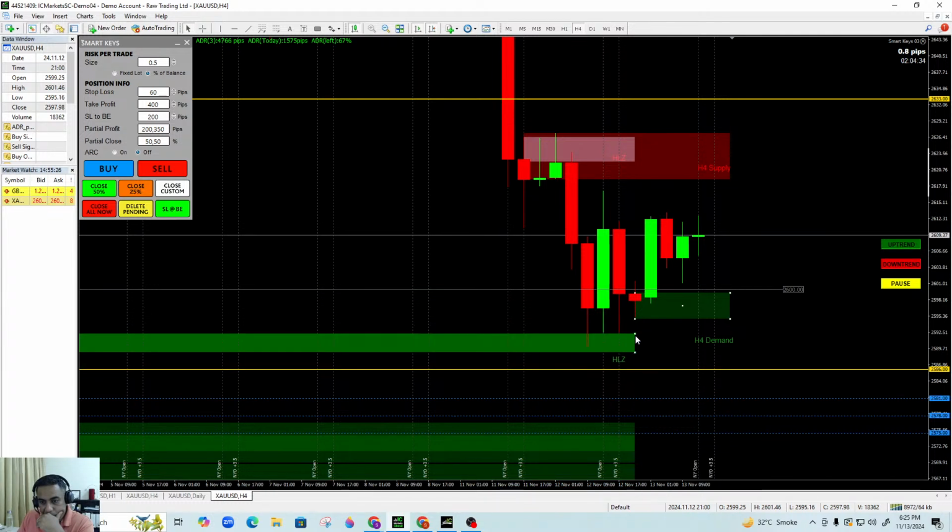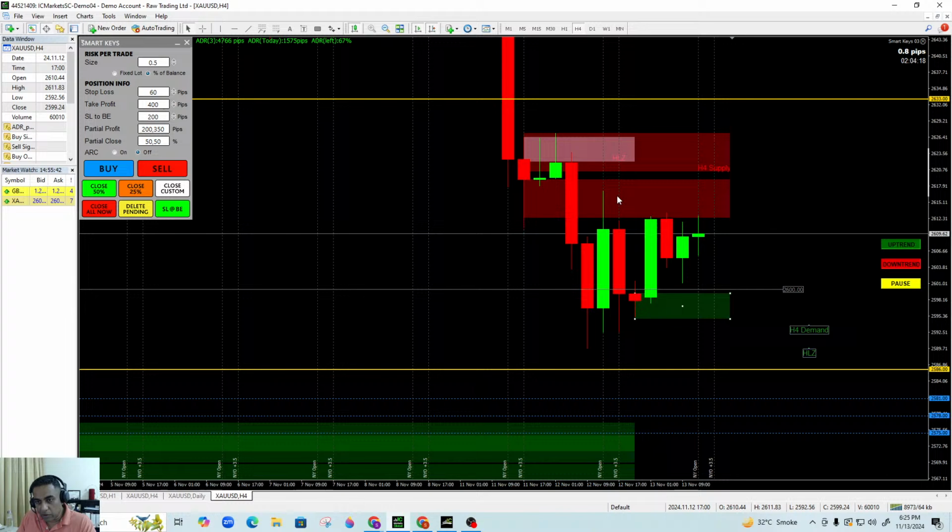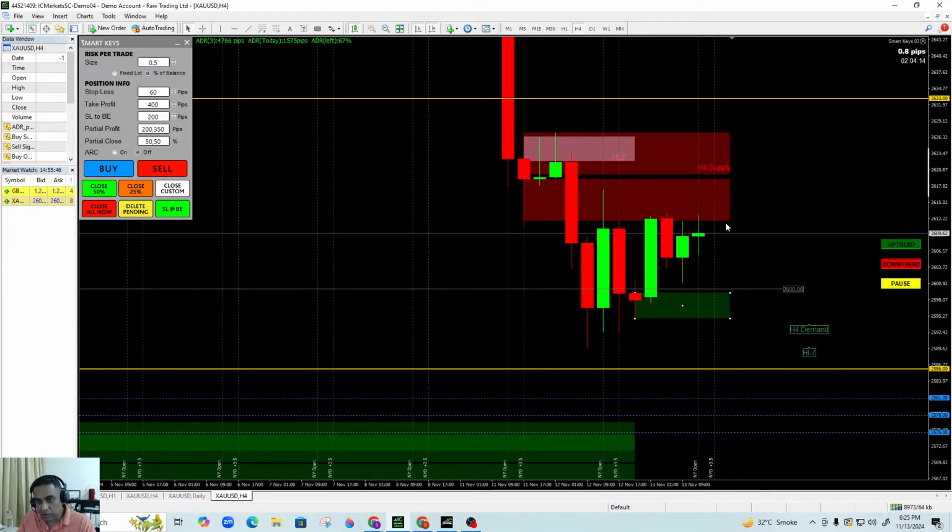Just get rid of this for now. Get rid of that. Let's move all of this across. This is the closest demand zone that we have. There is also supply here because there's a rally and a drop there. But all of these zones, price is going to break all these zones.